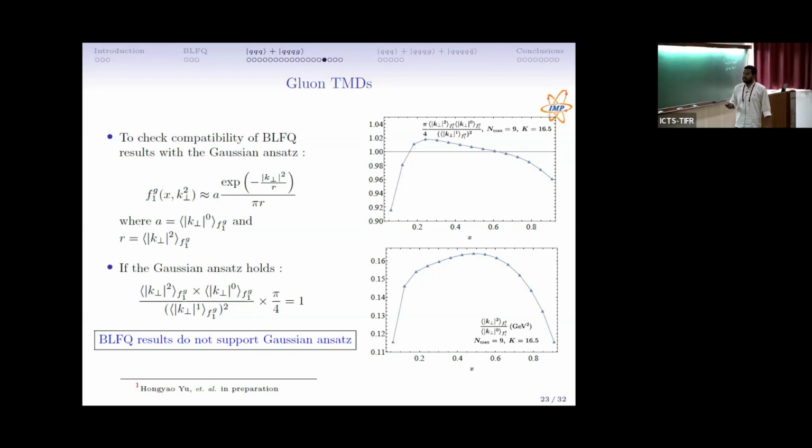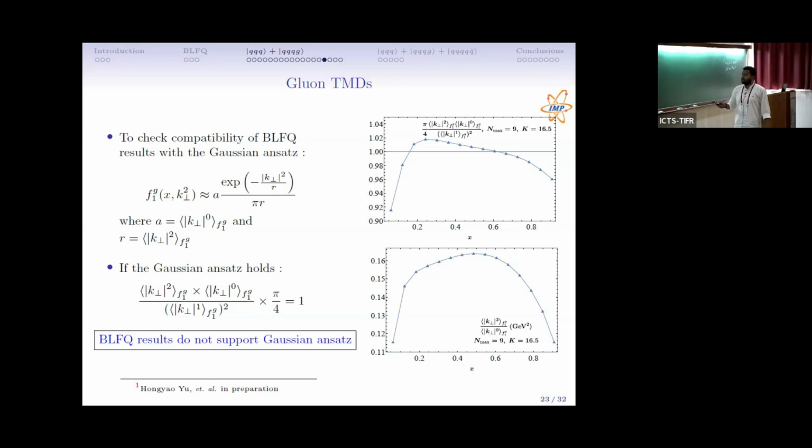If it is a Gaussian ansatz, then this quantity, the expectation value of k⊥² multiplied with these k zeros and divided by the expectation value of k, should be 1 for every value of x. But from this figure, we can see that it is nowhere going to 1. This is like a polynomial kind of thing. So the conclusion is that BLFQ results do not support the Gaussian ansatz.